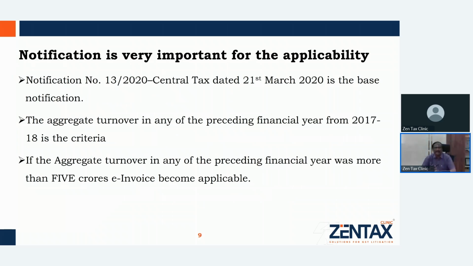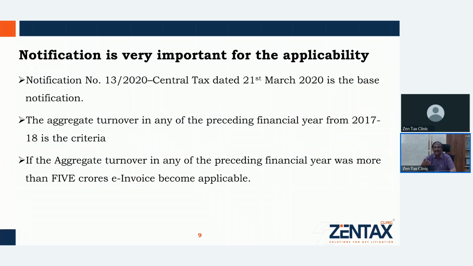The basic notification is 13/2020. From that only, all the subsequent amendments are made. For example, this notification initially came with an applicability criterion of 500 crores. So the person who got the aggregate average turnover above 500 crores was only expected to generate e-invoice in the initial stages. Then it was reduced to 100 crores, 50. Now ultimately it has come to 5 crores.